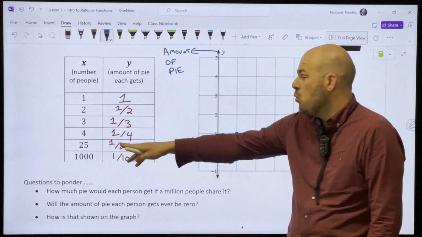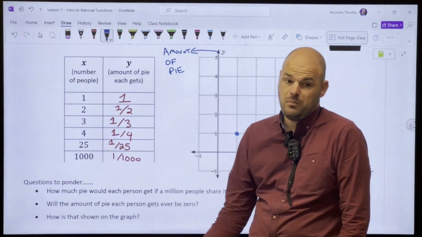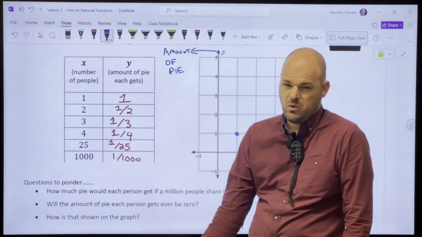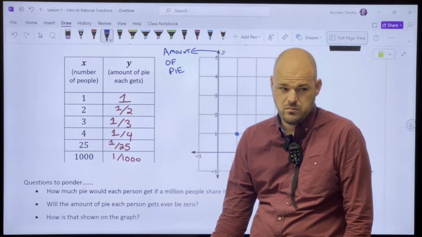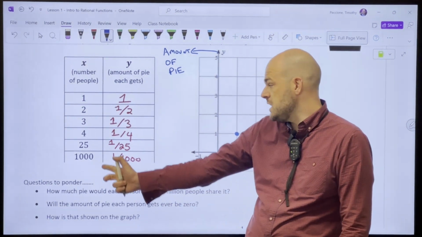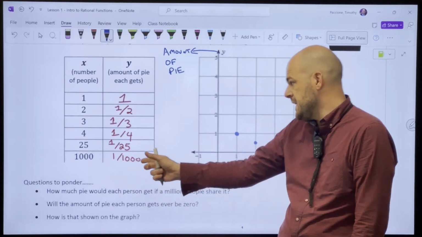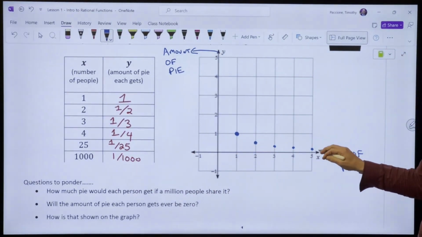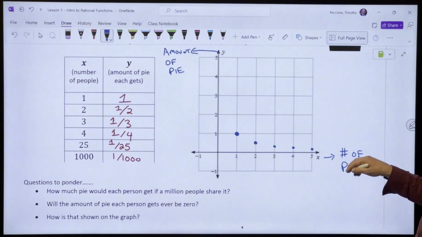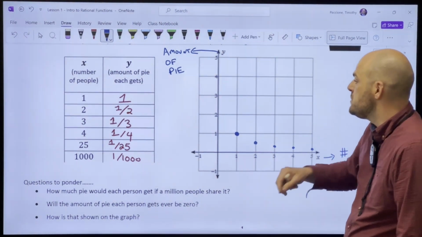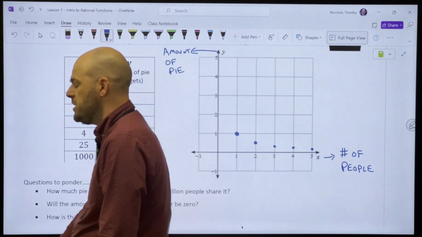Now, 25 and 1,000, we can't plot those, but why do you think they're included? Yeah, because 1,000 is a huge number, but we still got some pie somehow, right? It's not all the way to 0. So it's just going to keep getting smaller and smaller and smaller. Which brings us to our next question to ponder.